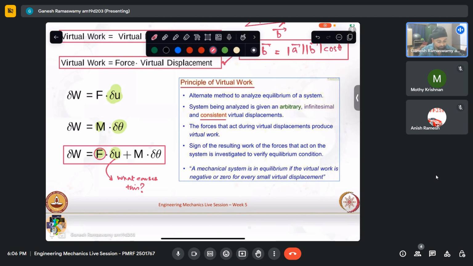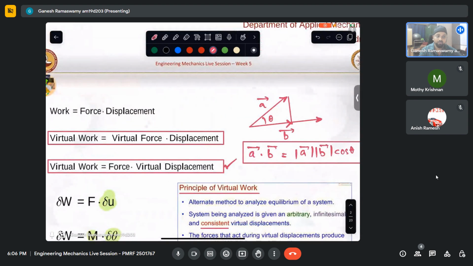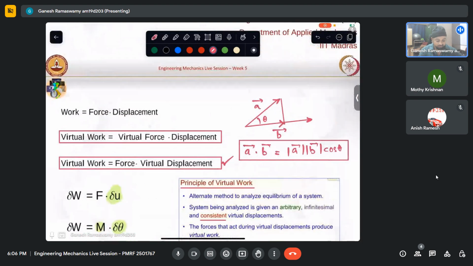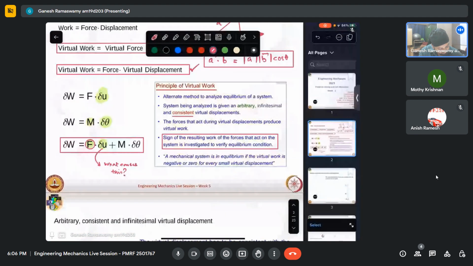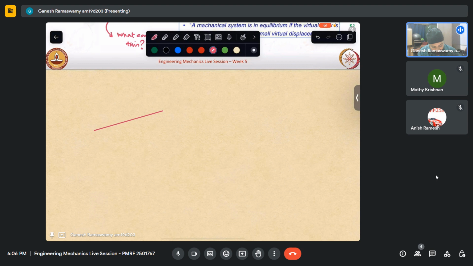Another thing to understand is that the sign of the resultant work should never be put arbitrarily. It will depend on our dot product. Meaning, if we have a virtual displacement, let me just clarify this. Let us say there is a force F acting like that on a system, and we have introduced a virtual displacement like that. This is the delta U vector.